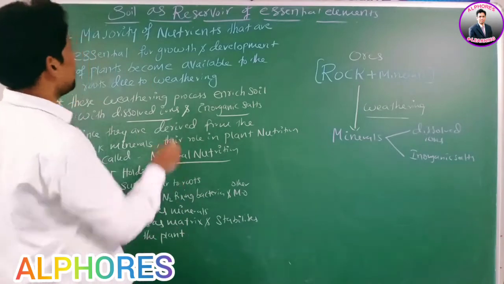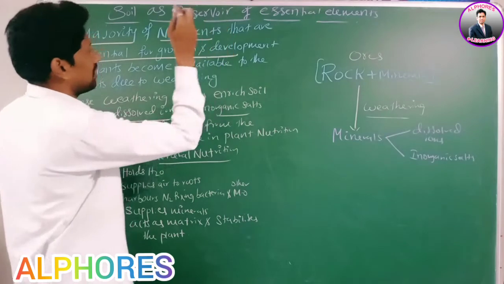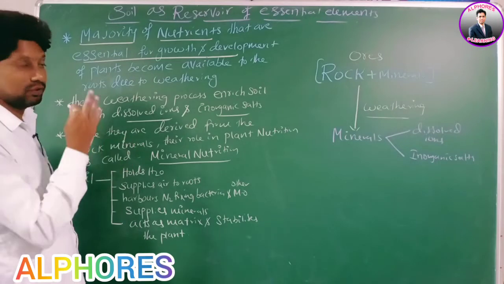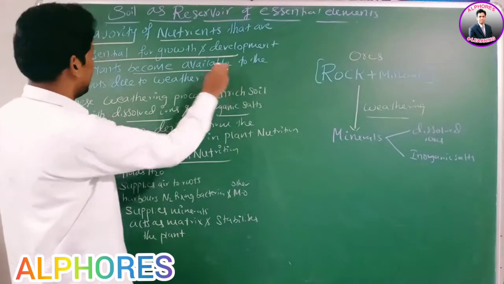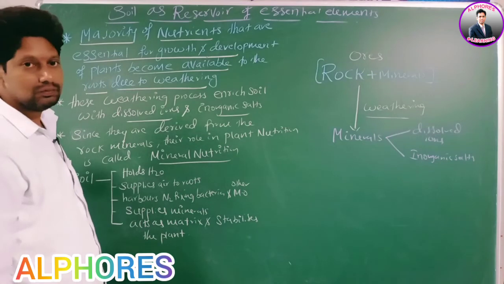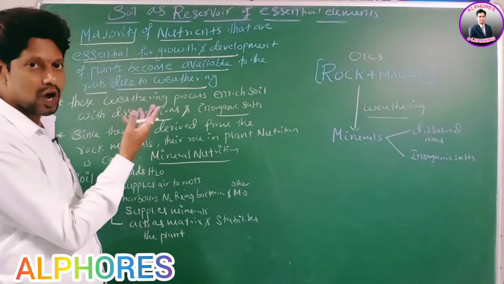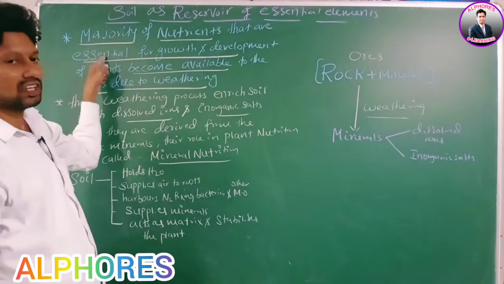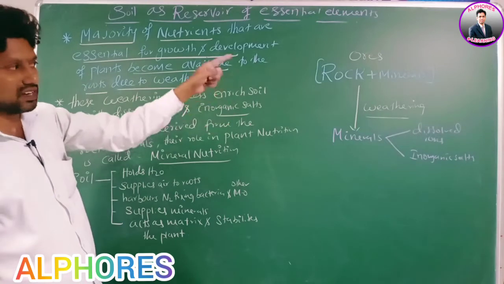Now see this statement. The majority of nutrients that are essential for growth and development of the plant, the majority of the nutrients out of 17, 14, become available to the root of the plant due to which process? Weathering process. Yes or no? Except carbon, hydrogen, oxygen, the remaining 14 are absorbed from the soil only, no? Therefore, the majority of nutrients essential for growth and development become available to roots by which process, sir? Weathering process.